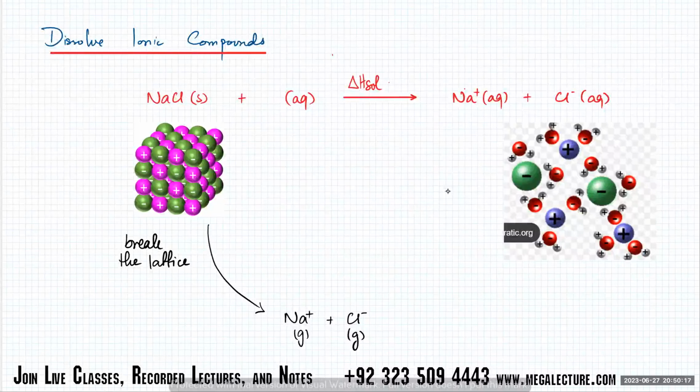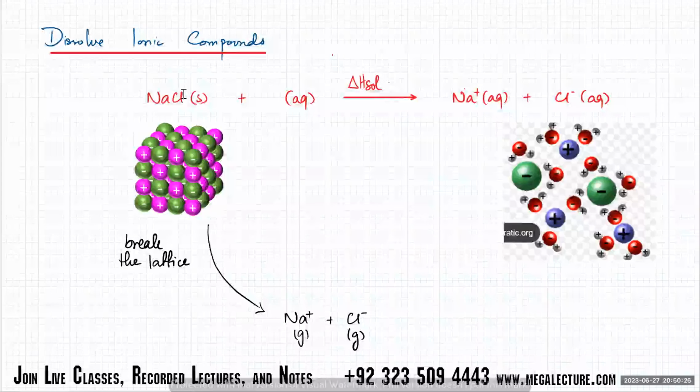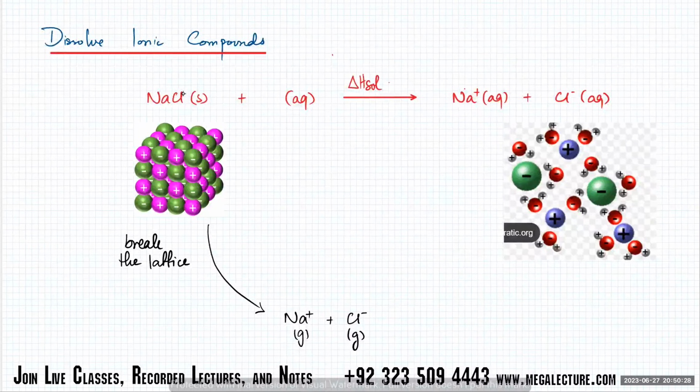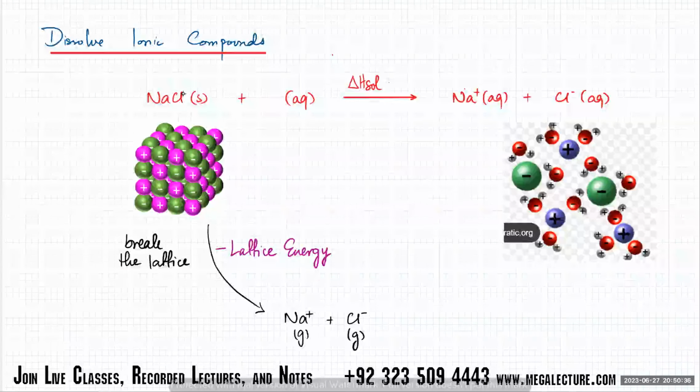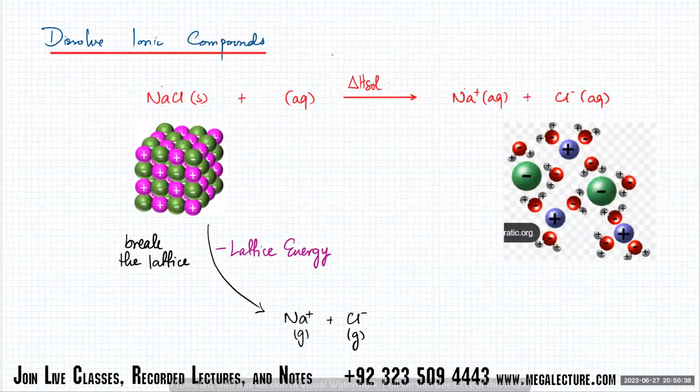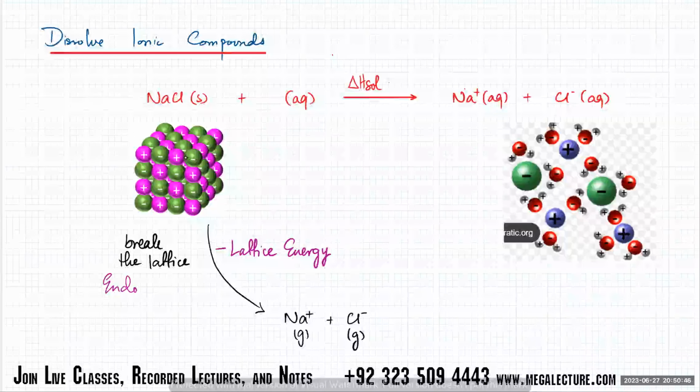So lattice energy was that gaseous ions would form 1 mole of ionic lattice. Now you're doing exactly the reverse. If you're doing exactly the reverse, then that is the negative of lattice energy. You're breaking the lattice. Forming the lattice from gaseous ions, that's lattice energy. And this step is actually endothermic because you're actually breaking bonds.